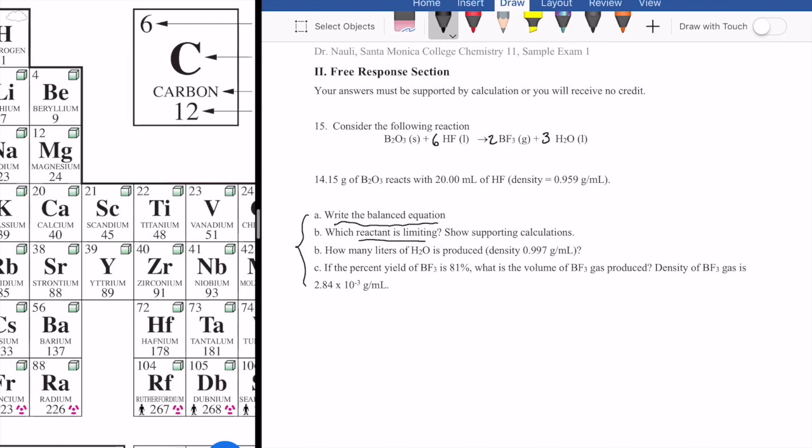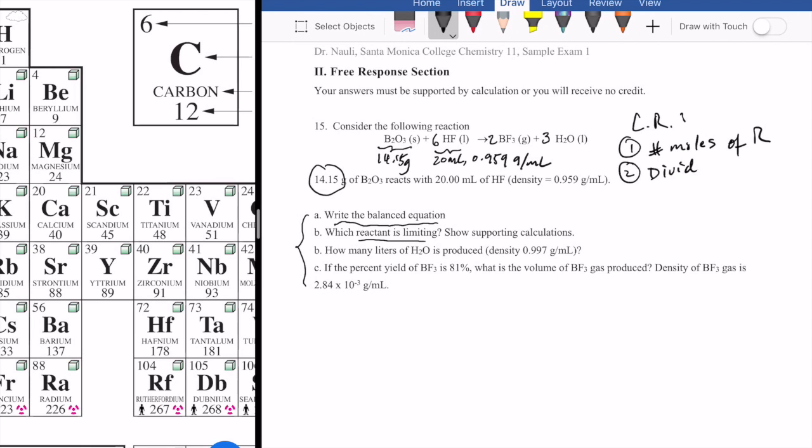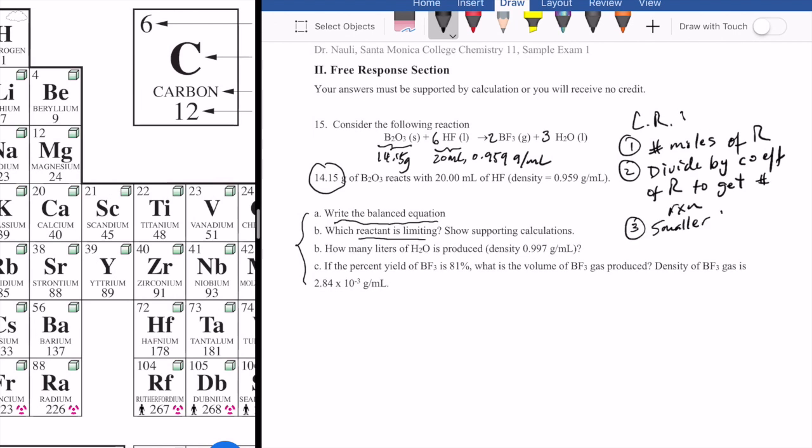So the mass here is 14.15 grams of this compound. And then for HF, we have a volume of 20 milliliters, but we're given the density as well, 0.959 grams per mL. Remember that for limiting reactant, there are a couple of steps to figure it out. First, get the number of moles of each reactant, and then divide by the coefficient of the reactant to get the number of reactions that you're going to run, and then the smaller number of reactions is the limiting reactant.